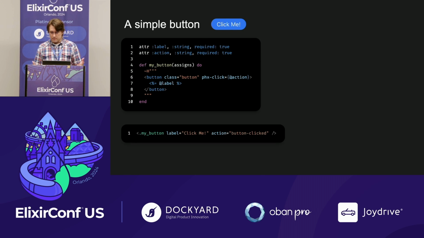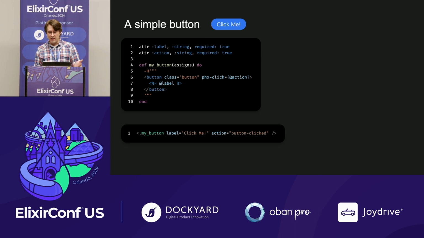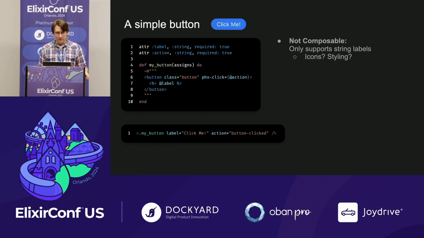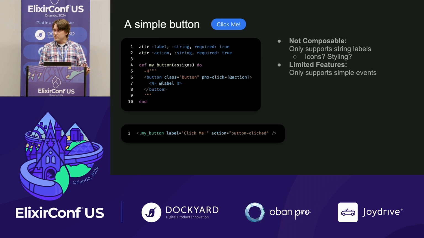See here how we use it in a HEEx template. It's simple, right? Not much to it. We give it the label that we want to display and the name of the LiveView action we want to happen when clicked. But maybe it has some problems, right? It's not composable. It only supports string labels. What happens when I want to add an icon on the button? What happens if I want to style that text in different ways? I want to make the "me" bold. It has limited feature set support here.